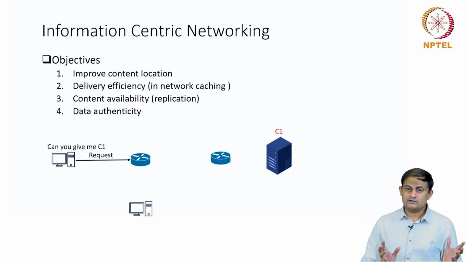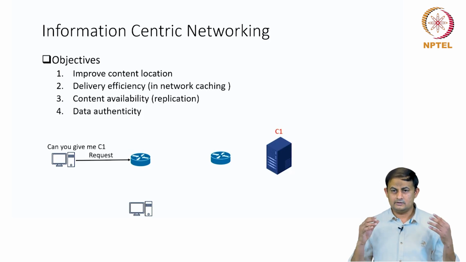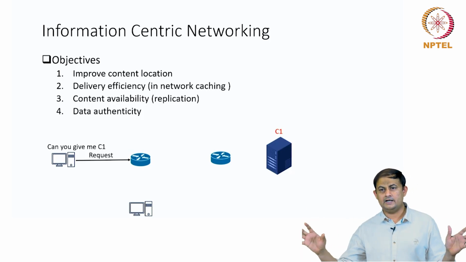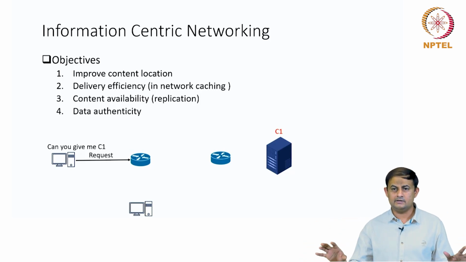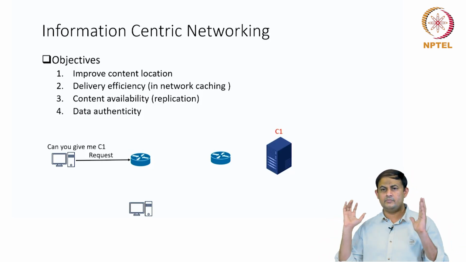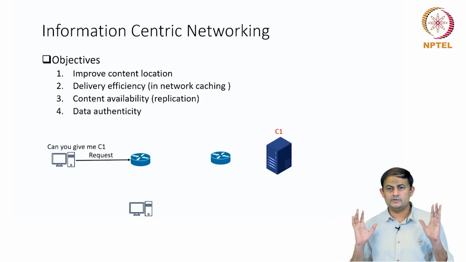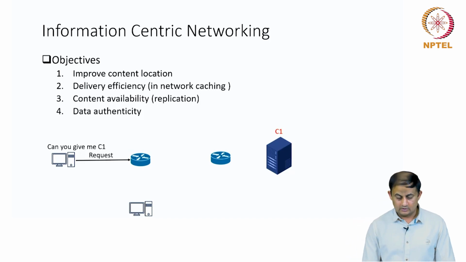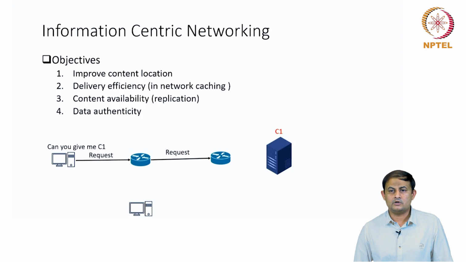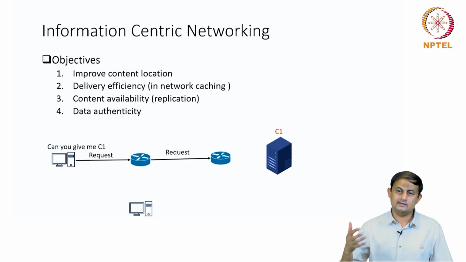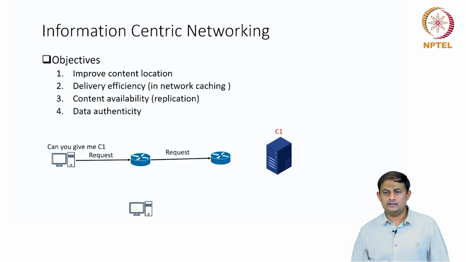There is nothing called an IP address, and there is nothing called a TCP connection between the client and the server. All that the client asks the network is, I want C1. It does not matter where you bring it from, can you give me C1? That is all it says. The router internally knows how to figure out which host has the content C1, and then it forwards the client's request to another intermediate router which is closer to where the content is available.